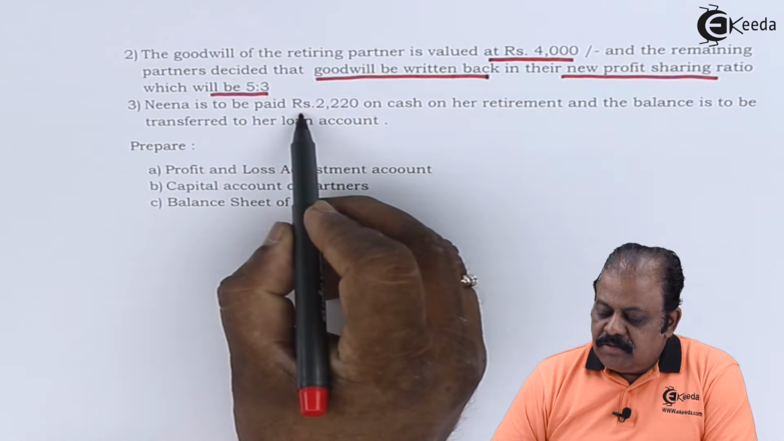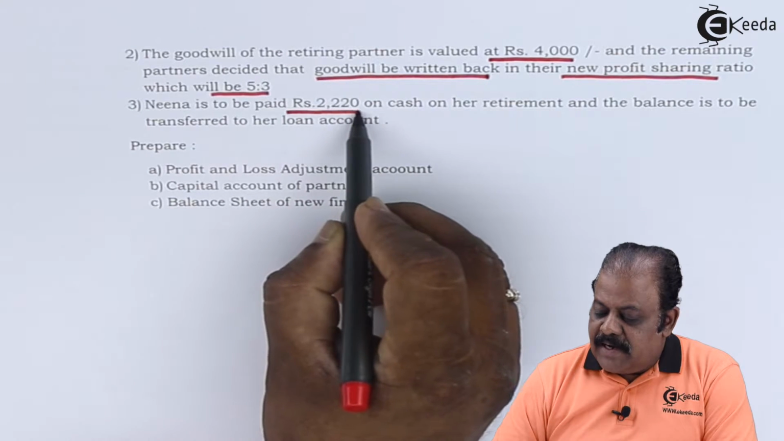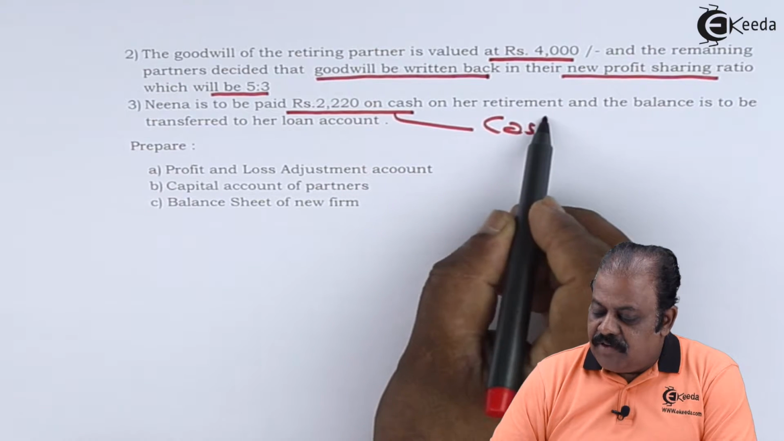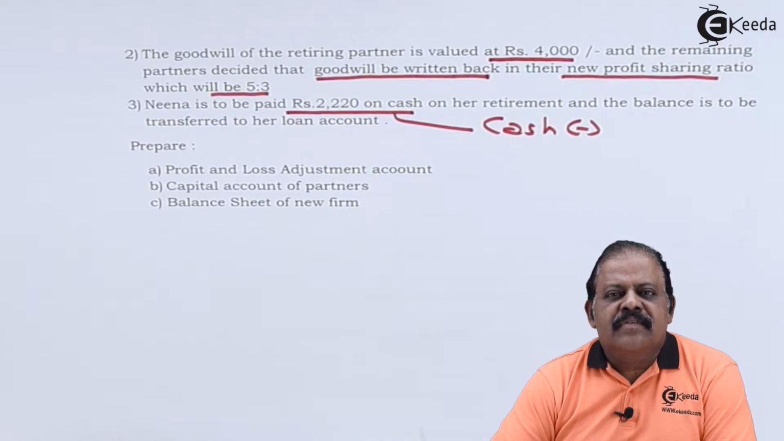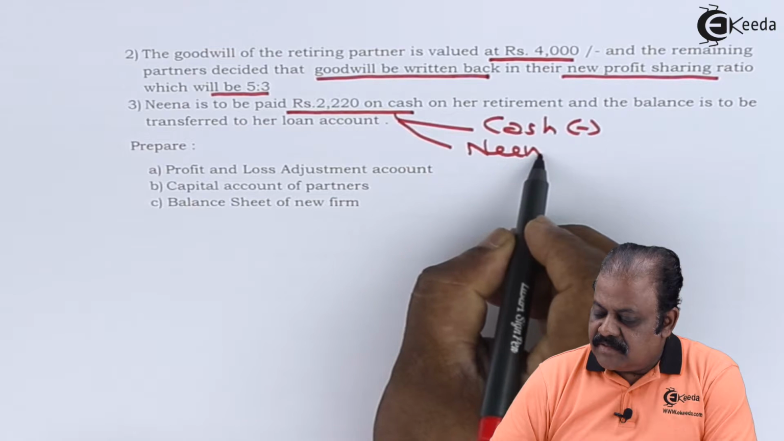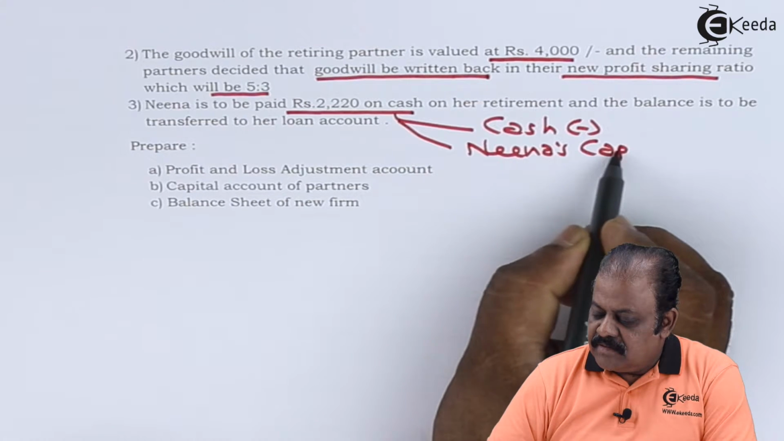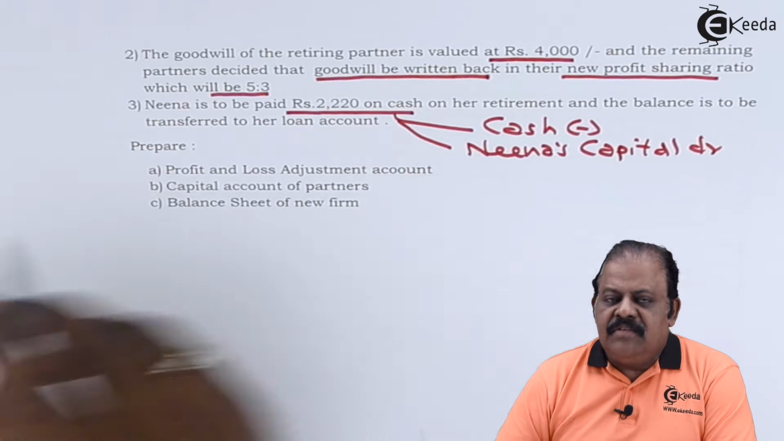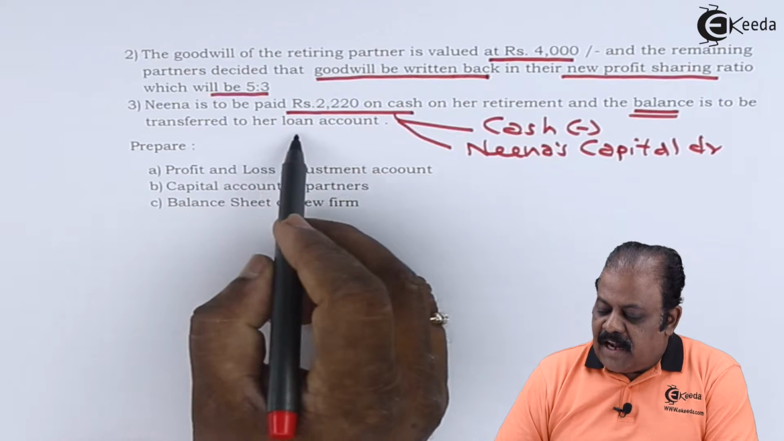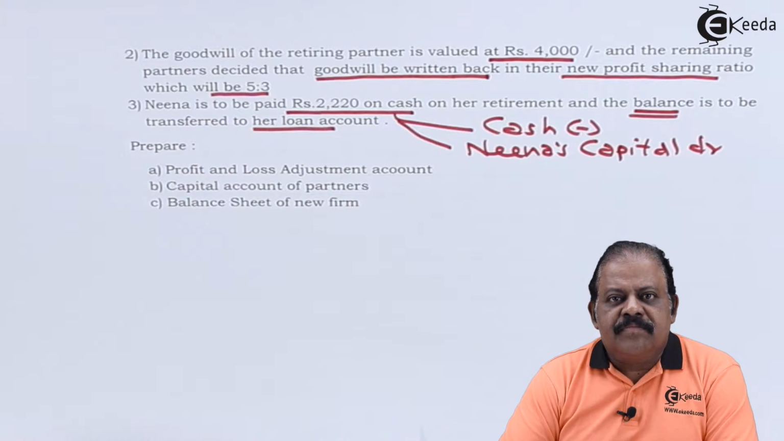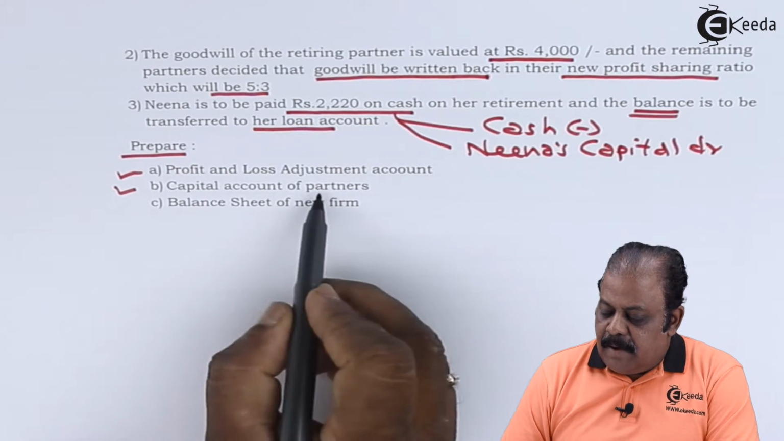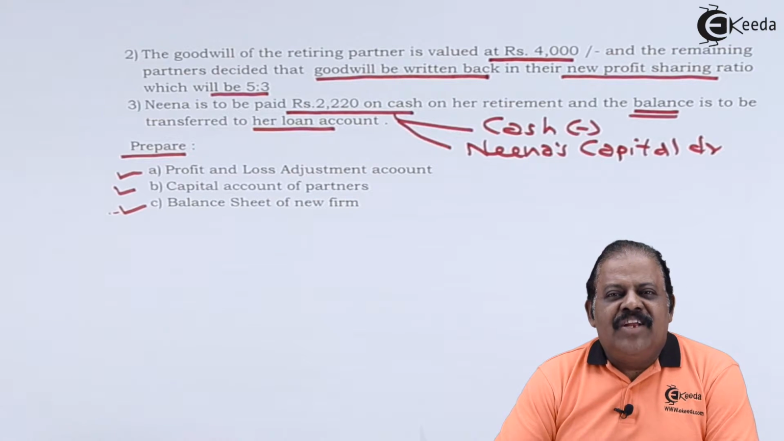Nina is to be paid rupees 2,220 in cash. So that much amount of cash will be reduced. It will have a second effect: Nina's capital account debit, and the balance is to be transferred to her loan account. Prepare profit and loss adjustment account, capital account of partners, and balance sheet of new firm.